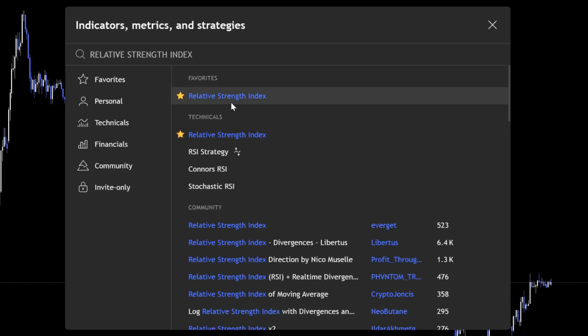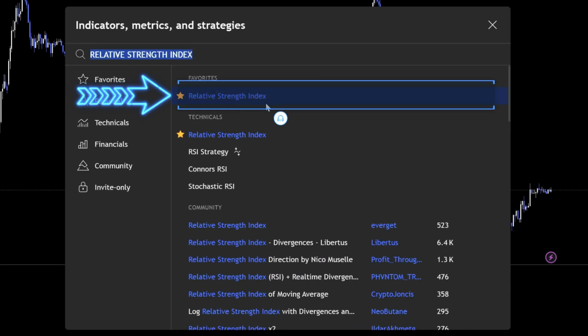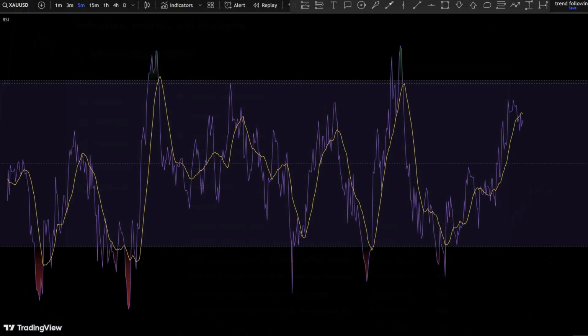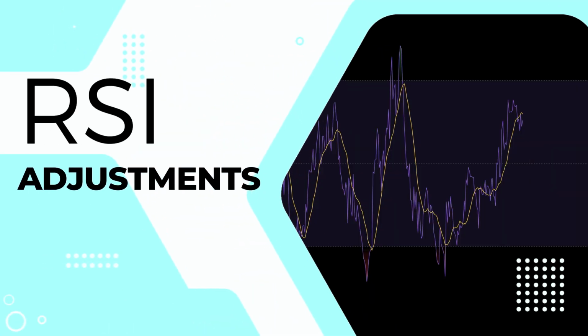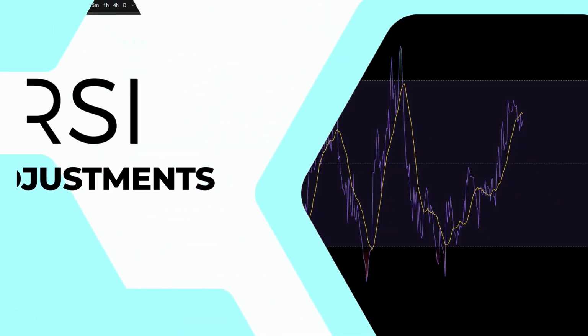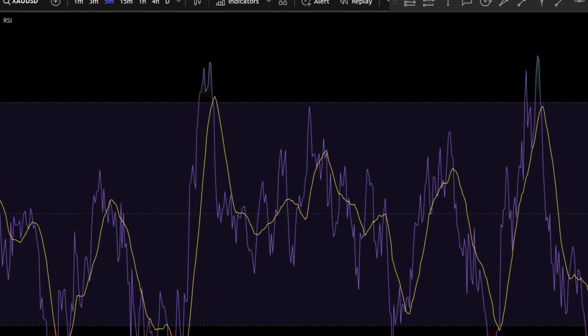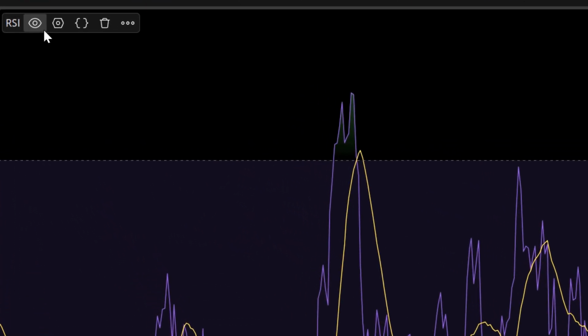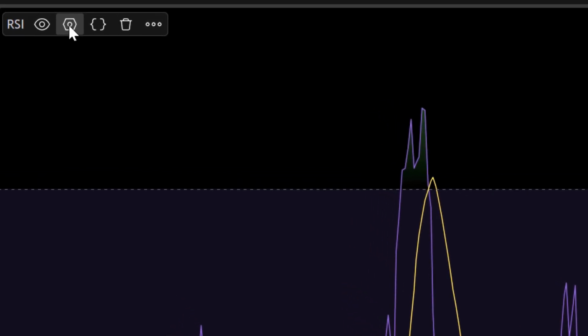Once you see it in the list, just click on it and it'll pop up right below your main price chart. But here's the thing, for the specific system we're building, the default settings aren't quite what we need. We're gonna make a few tweaks to really tailor it for our approach. Don't worry, it's super straightforward. Go ahead and head over to the RSI indicator name on your chart and you'll see a little gear icon or something similar for settings. Click on that to open up the options panel.